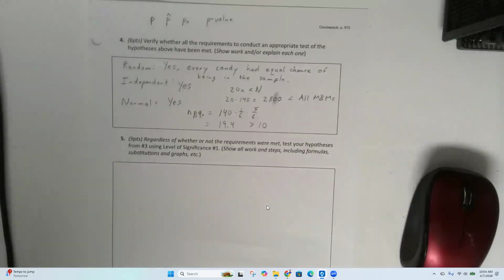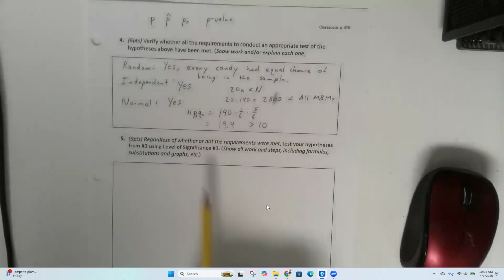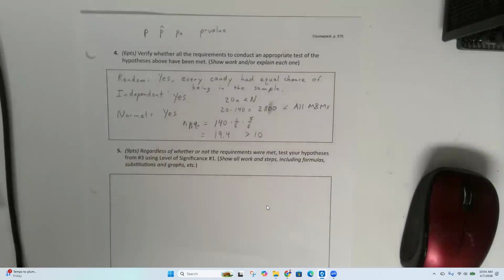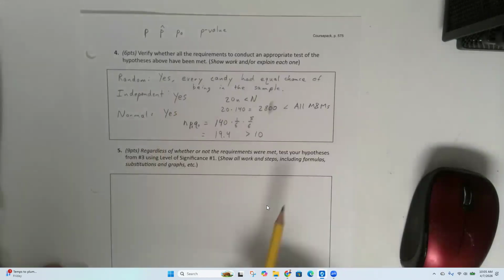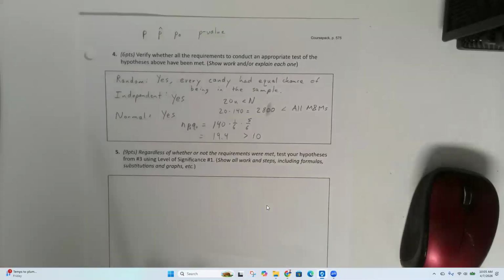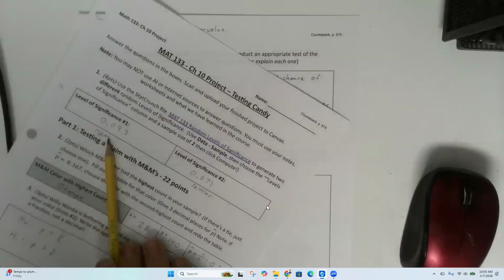Question number 5. Regardless of whether you got 3 S's, so even if you got a no here, that's okay. Let's keep going. Let's do the hypothesis testing and see what happens. Test your hypothesis from number 3 using your level of significance from number 1. So I said we're going to use this one for M&M, so I'm using 0.93.